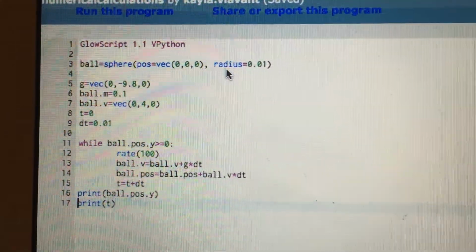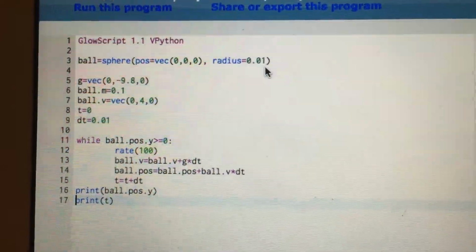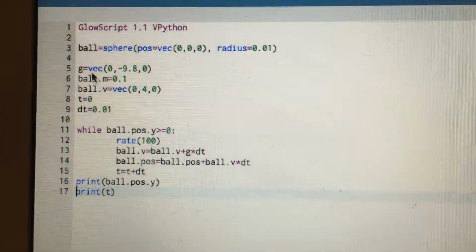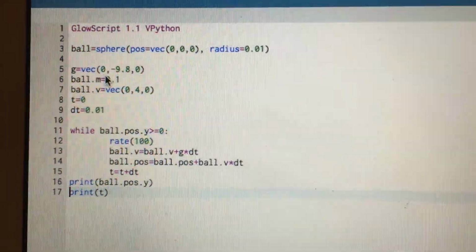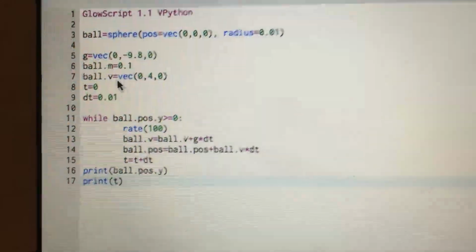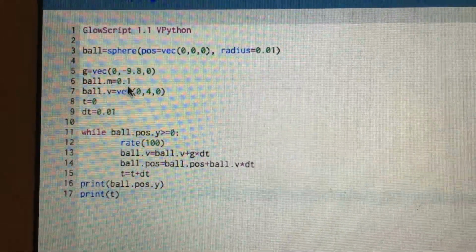Next you give your ball a radius of 0.01. Then you want to give it some values. You give it the vector of gravity where x equals 0, y equals negative 9.8, and z equals 0. Give your ball a mass of 0.1.